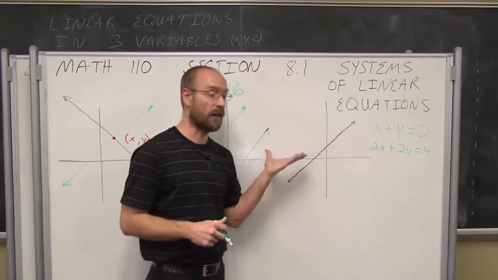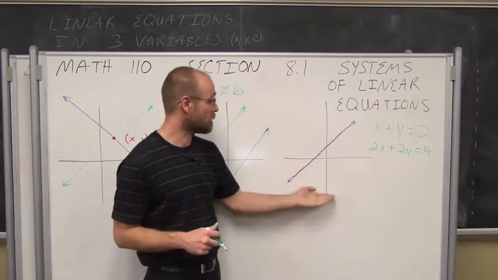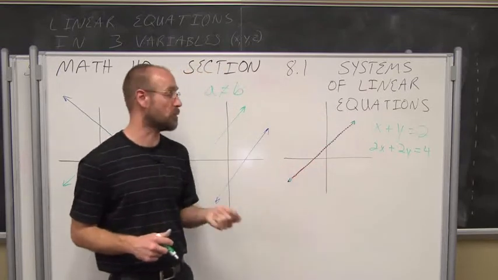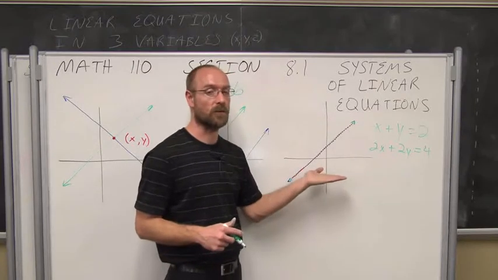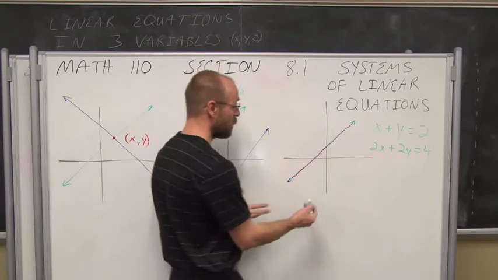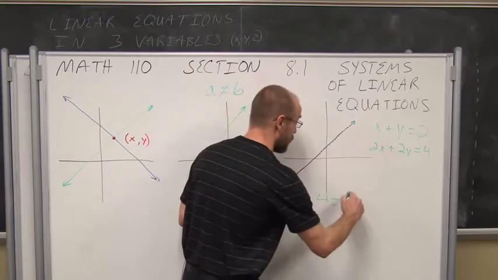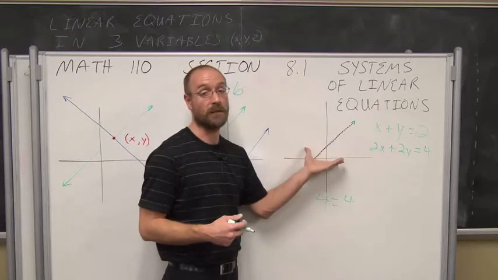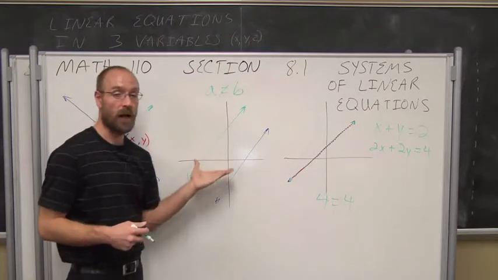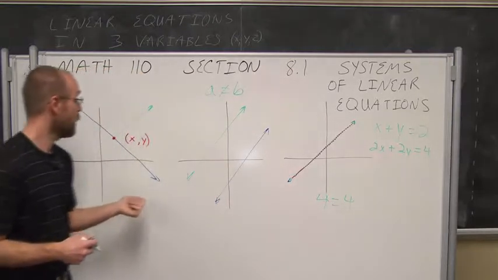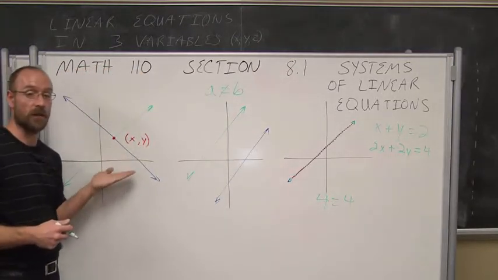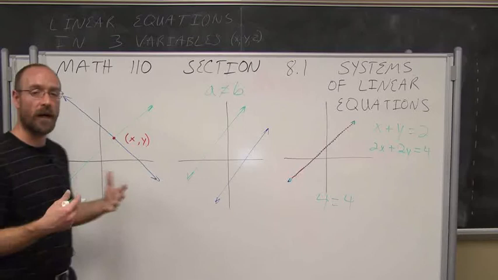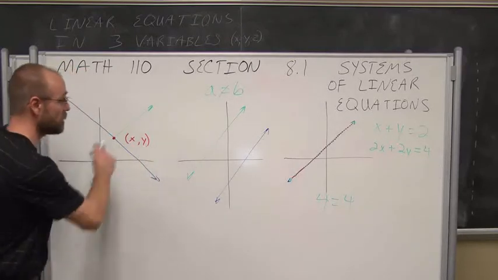This is called a dependent system, a consistent but dependent system. It's called consistent because, yes, there are solutions, but it's dependent because they are the same lines. There's actually infinite solutions. If we were solving this algebraically, we would find out that a number, maybe it's 4, equals 4. Well, that's a true statement. So if I get a true statement, I know I'm dealing with a dependent system. If I get a false statement, I know I'm working with an inconsistent system. And if I find a solution, I'm working with a consistent, independent system. So let's actually look and see how we go about solving these algebraically instead of graphically.